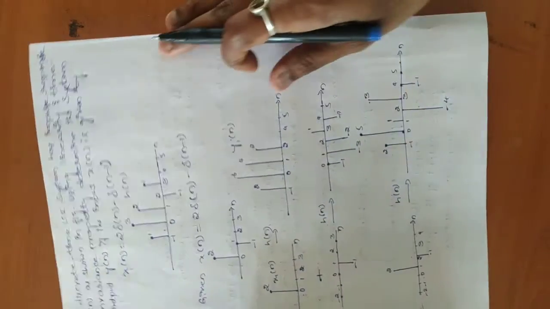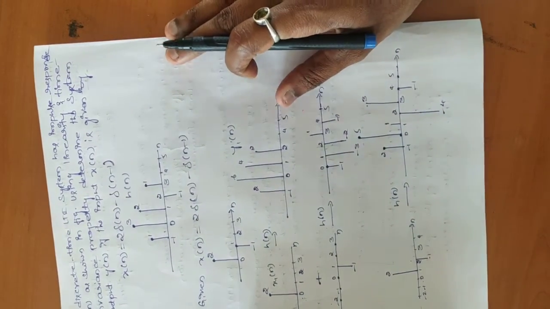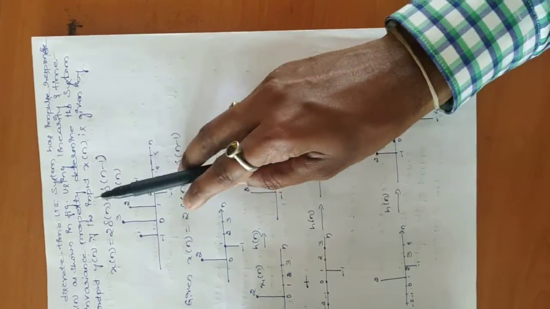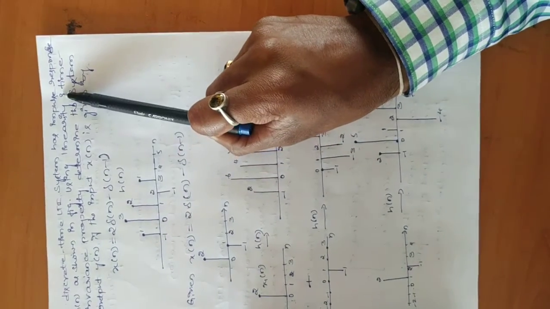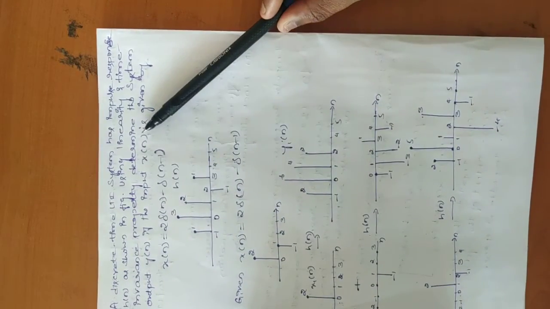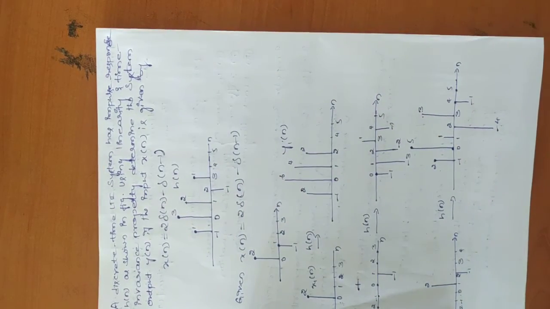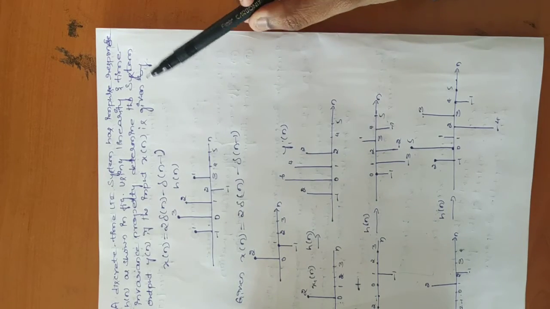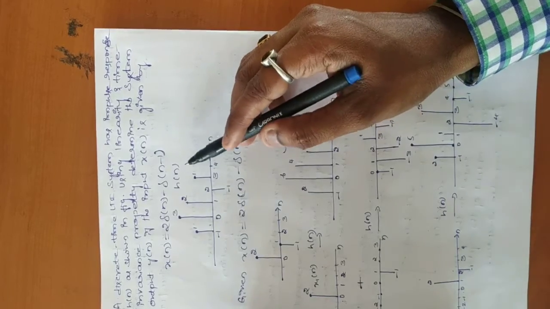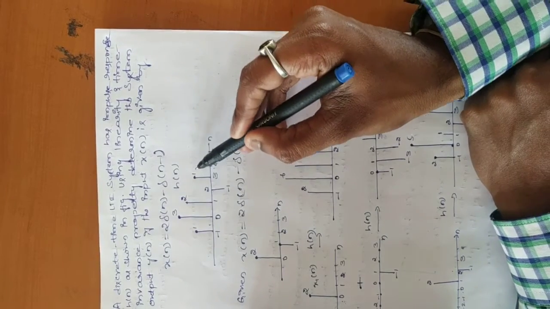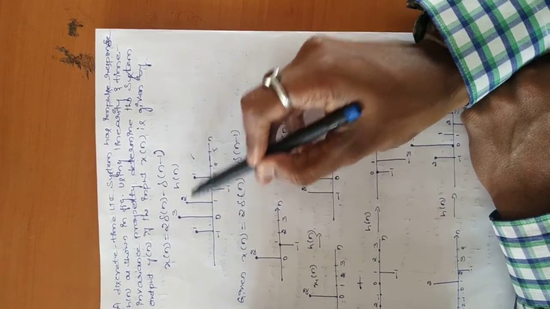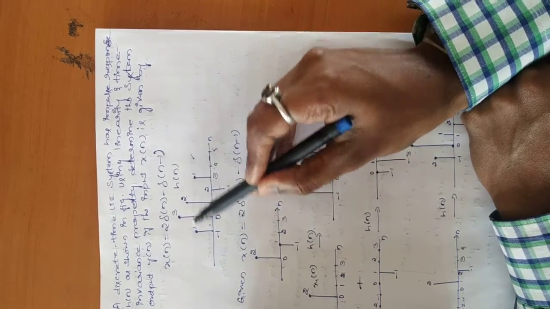Now I will take up a simple problem. A discrete time LTI system has impulse response h of n as shown in the figure. Using the linearity and time invariance properties, determine the system output y of n if the input x of n is given by this sketch. Here they have given x of n as this sample signal.